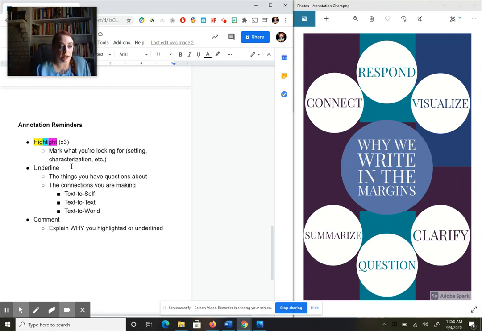You can use the underline tool. If I were you, here's what I would underline. I would underline the things you have questions about and the connections you're making. So my connections and my questions, I would underline those things, okay? When we talk about connections, just a quick note, I'm talking about when you connect to the text yourself. Oh, that reminds me of a time that happened to me. I'm also talking about text-to-text connections.